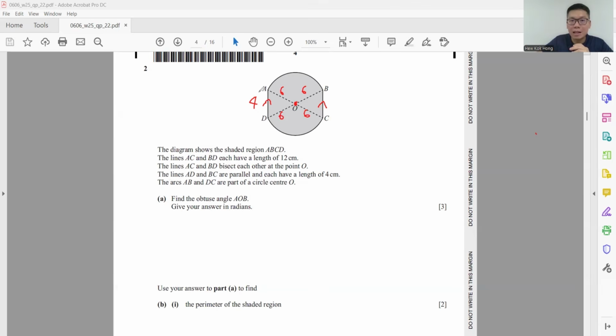Find the obtuse angle AOB, which means this. We don't have the arc length of AB, but we can use this triangle because we have all 3 sides. So we can use the cosine rule, or cut it in half and use SOH CAH TOA also can. Let's say I use the cosine rule. I find this angle first, the one at the side. And then the other one is this.